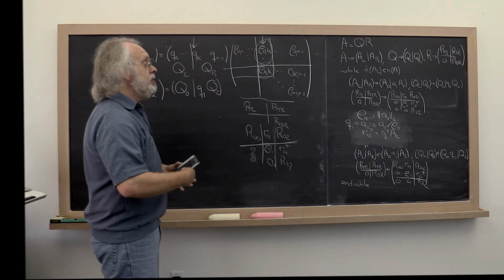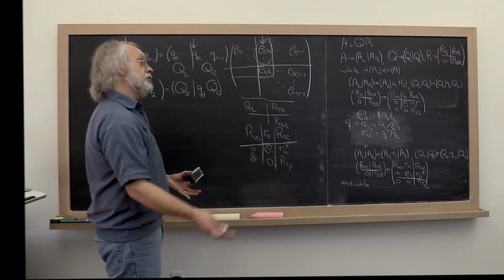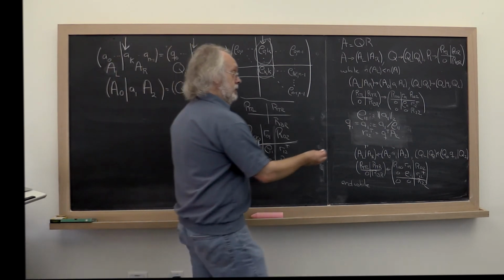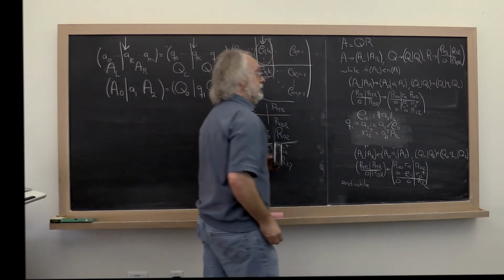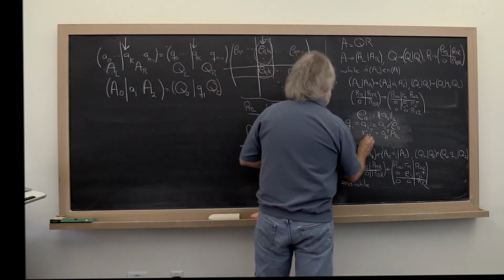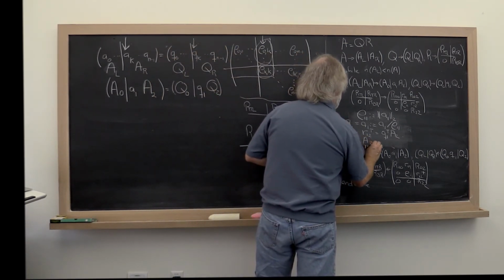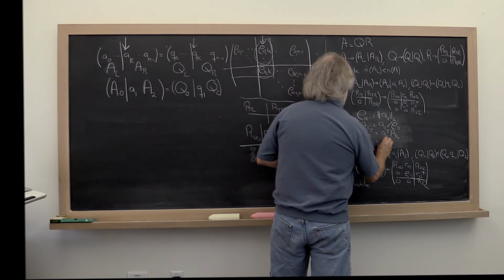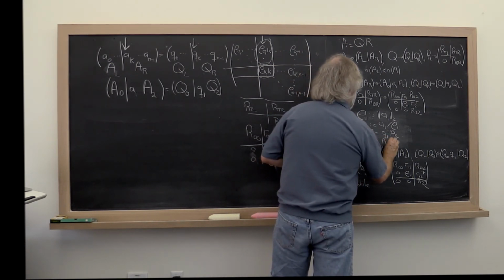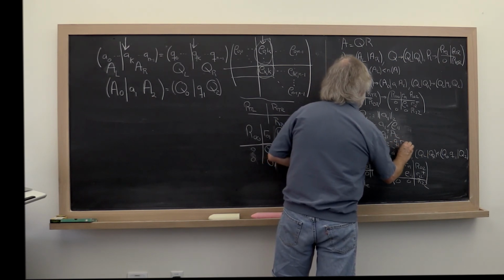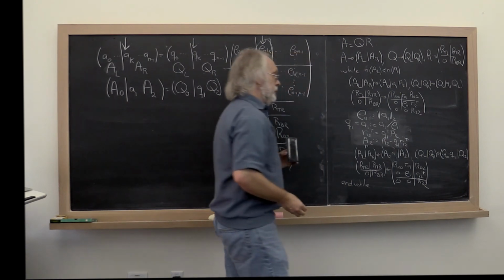Okay. And then you want to use those coefficients to subtract out the components in the direction of Q1, and that you get by saying A2 becomes A2 minus Q1 times R12 transpose.